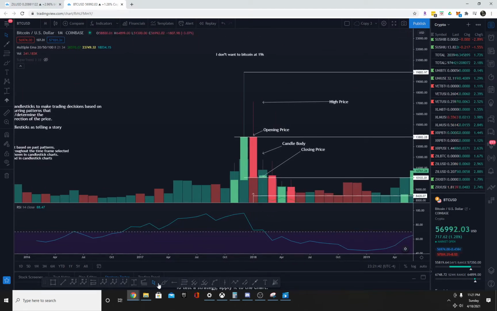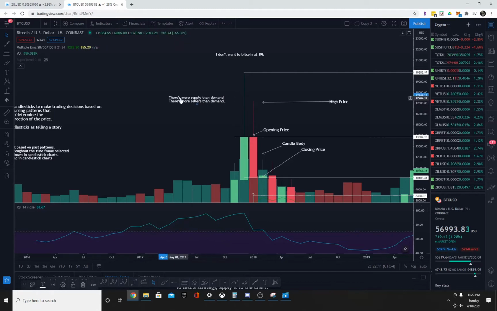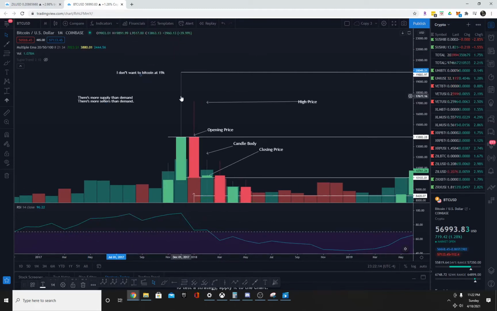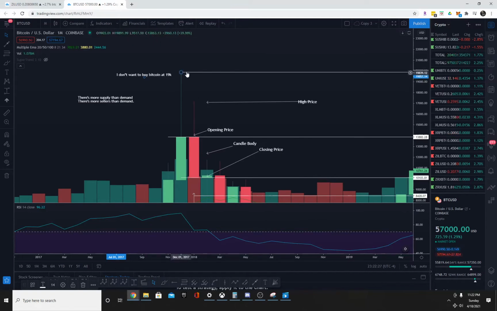Whenever you see an upper shadow, upper wick, that's telling you there's more supply than demand. Or you can say there's more sellers than buyers. So let's try to read this candlestick right now. What is this telling me? These two candlesticks are telling me there's more sellers for Bitcoin than buyers at these levels. So this one's saying at 19k, I don't want to buy Bitcoin at 19k. That's too much. Or Bitcoin's at 19k, I guess I'll sell some of my position.